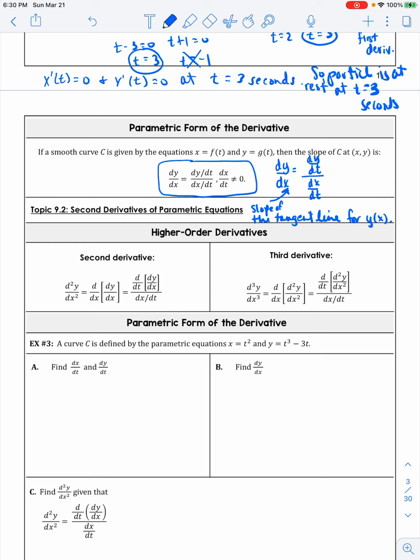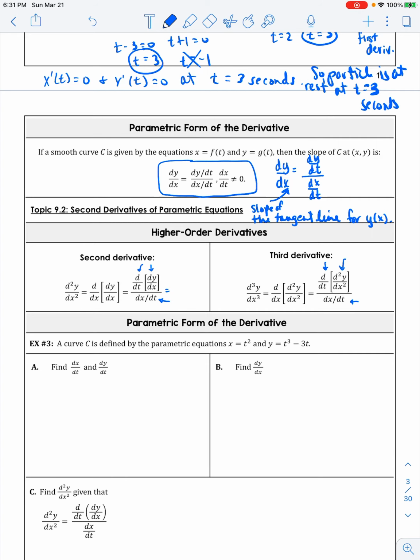Now your second derivative is the derivative of that derivative you just found. So take d/dt of the thing you just found, dy/dx, and then divide by dx/dt. And then the third derivative is d/dt, the derivative of the second derivative, divided by dx/dt. So remember to divide by dx/dt.